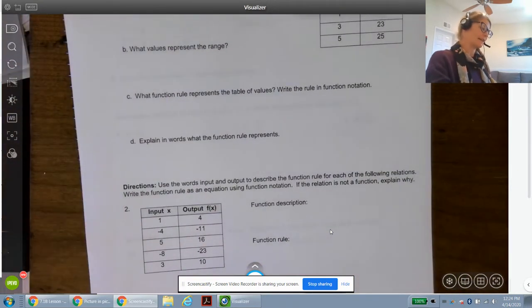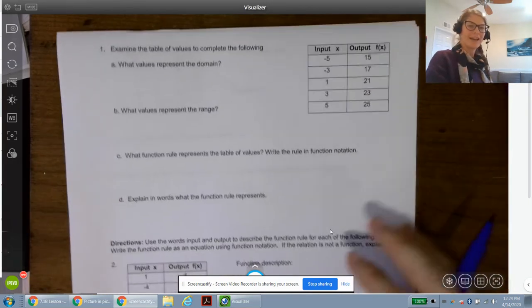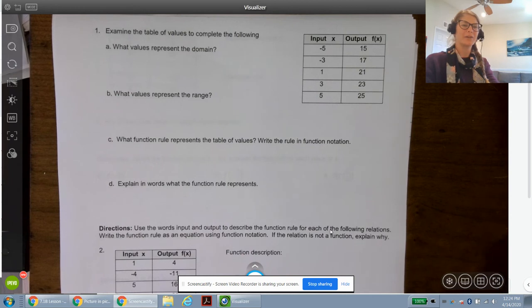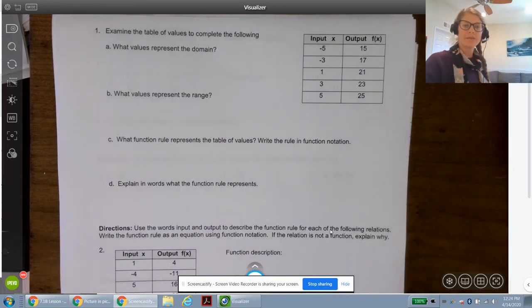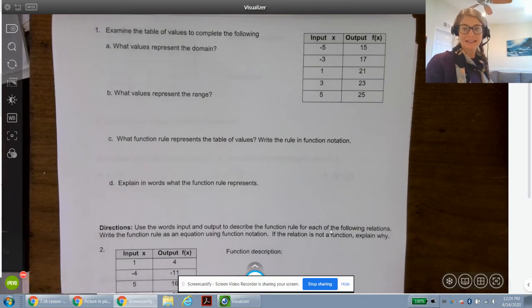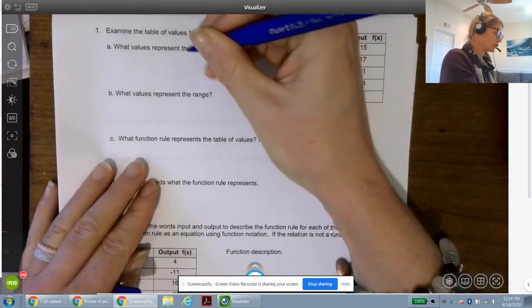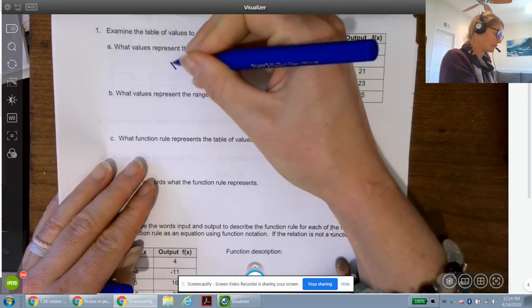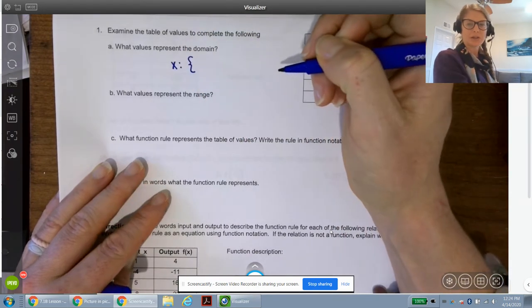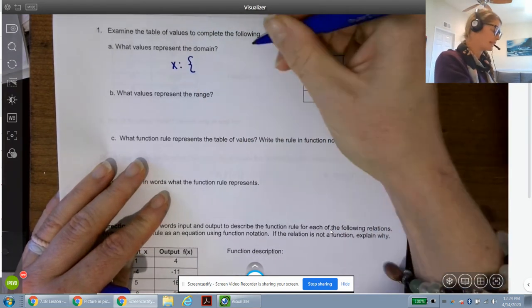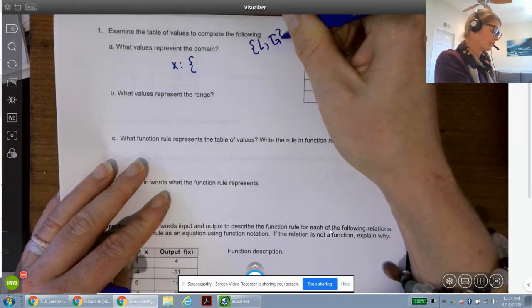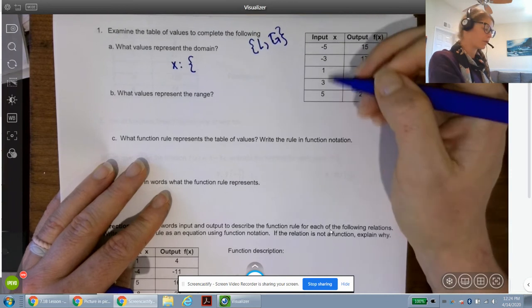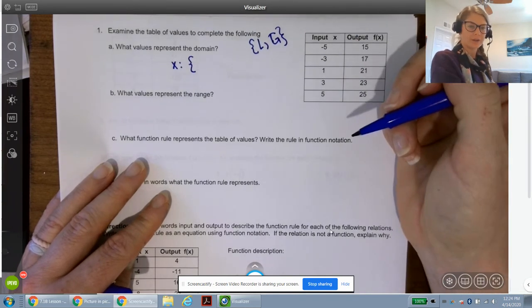Number 1, it says examine the table of values to complete the following. What values represent the domain? So when we give values of the domain, we're going to give them in set notation. So set notation, we use curly brackets. We can use X and a colon. And these curly brackets, we're going to list them from least to greatest. And we don't repeat any values. Even if they're repeated here, I wouldn't repeat any values.